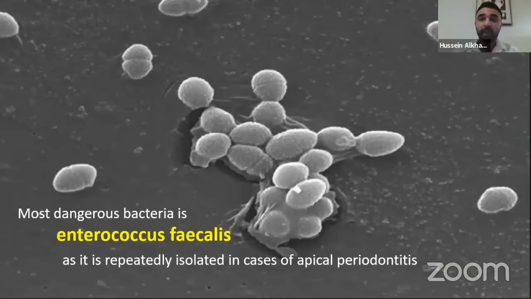The most dangerous bacteria we can face in root canal therapy is Enterococcus faecalis, as it is repeatedly isolated in cases of apical periodontitis and cases with failed root canal therapy, and this bacteria is highly resistant to irrigation solutions.